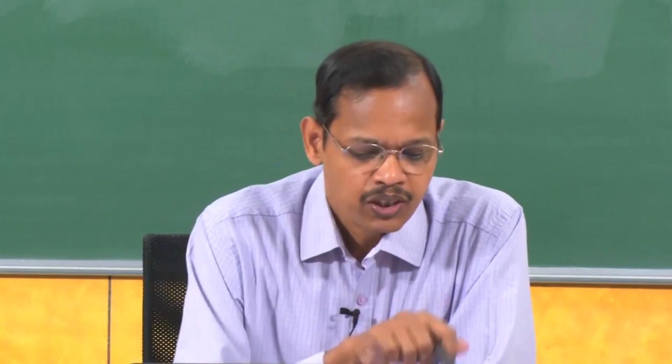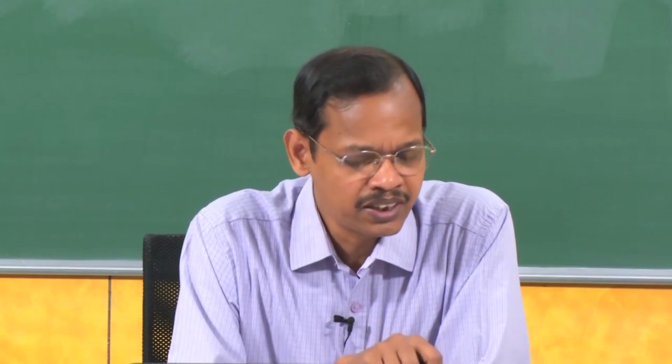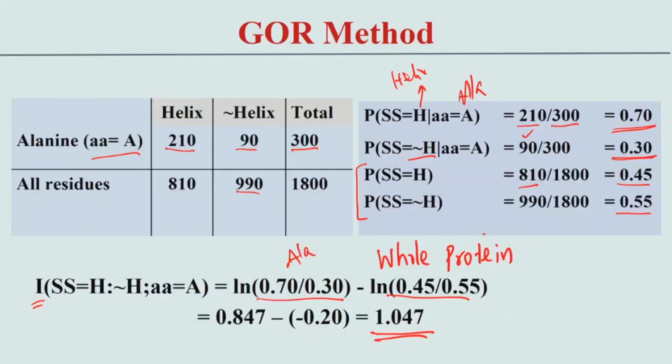For example, if you have 300 alanines, 150 in helix and 150 not in helix. Likewise, of 1800 you can put 900 in helix and 900 not in helix. For example, if you put this as 900, this is 900. Here also if you put 150, 150. So, then what is the value we get?